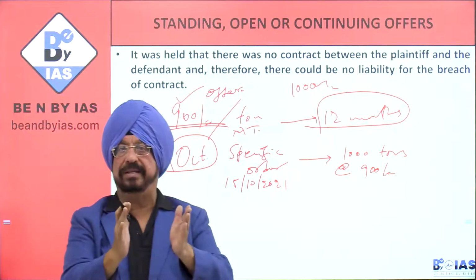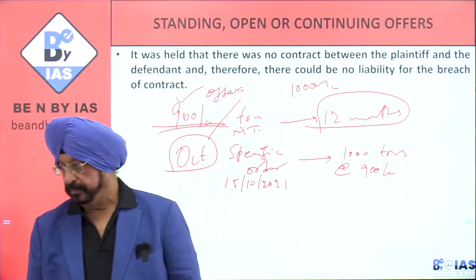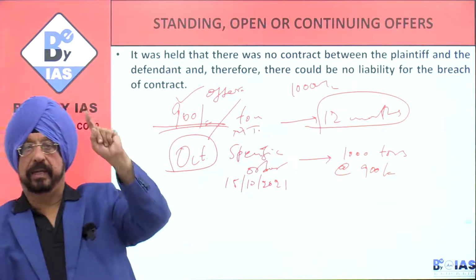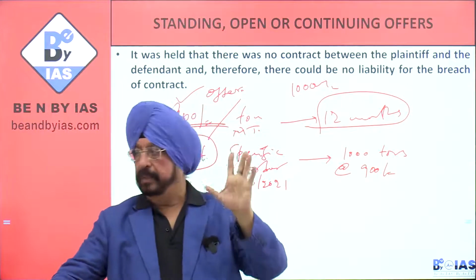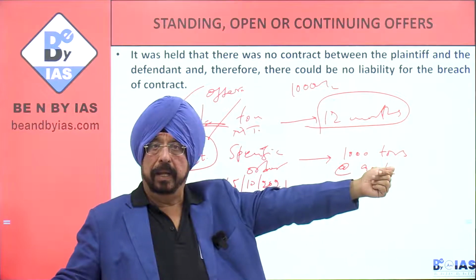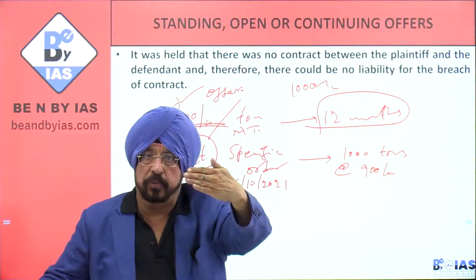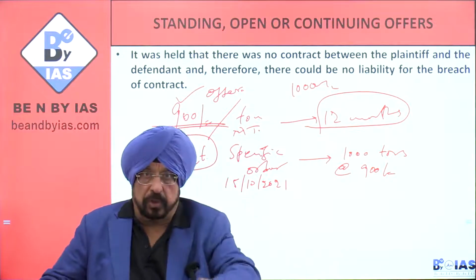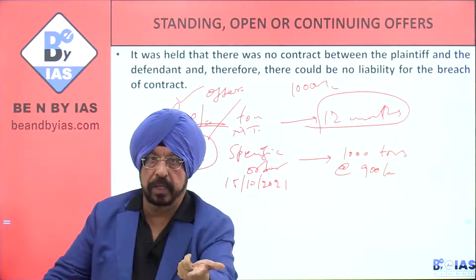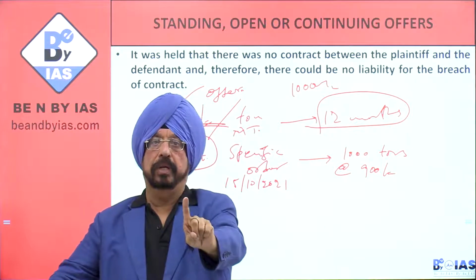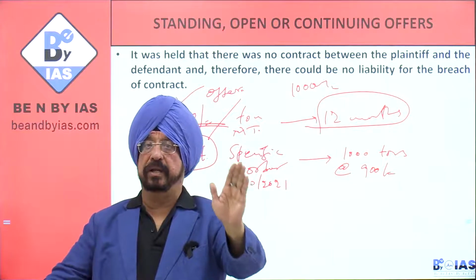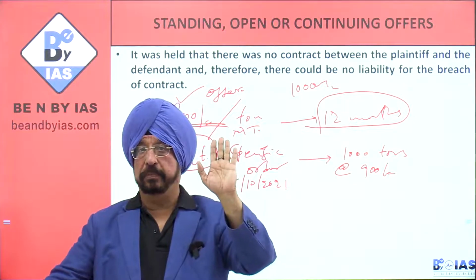So for each supply, each order will be a separate contract. Do you understand this now? Each order will be a separate contract, because there is a standing offer, and from that standing offer, if you take a piece of it, accept it, and place the order, that will be only one contract. For other months, it is still a standing offer for 11 months.